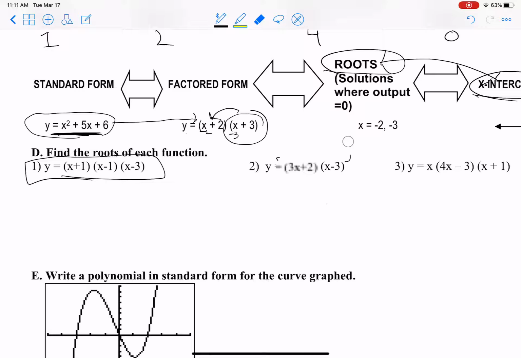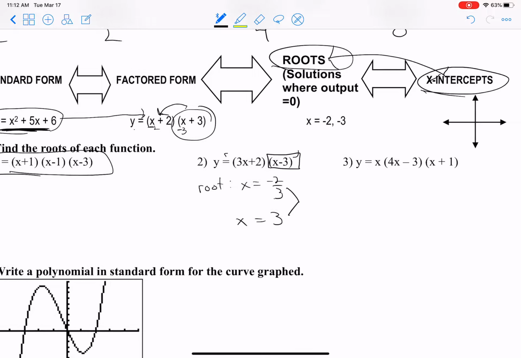Okay, so that means that one of my roots is x equals negative 2/3. My other root, which is easier to find, well, how do I turn this into a 0? x equals 3. So my x-intercepts are at negative 2/3 and 3.